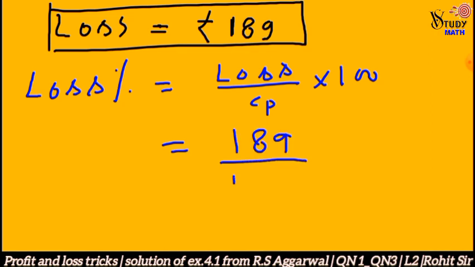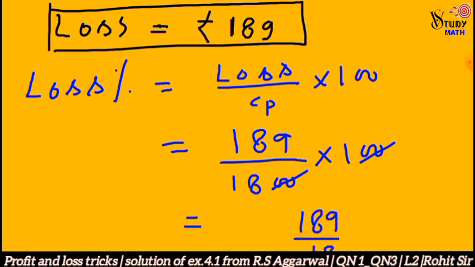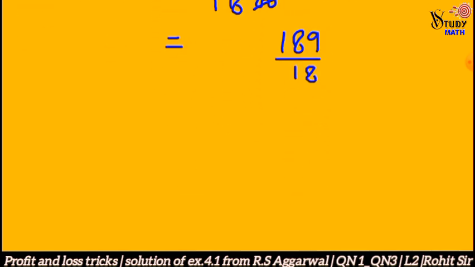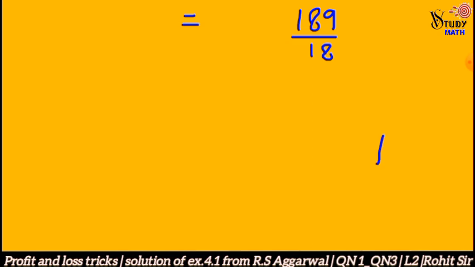1800 multiply 100. These two 0s cut with this one. Now we have 189 by 18. So let's find the final loss percentage. For that we do simple mathematics. Or we can do one more thing: just cut 18 by 3, 6 times, and 6 3s are 63. So now we have 63 by 6.